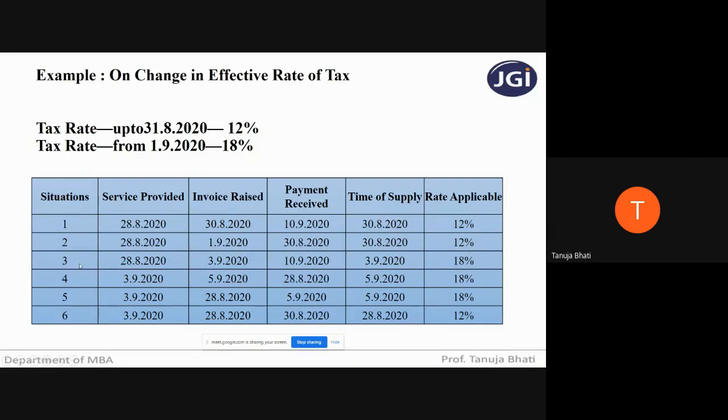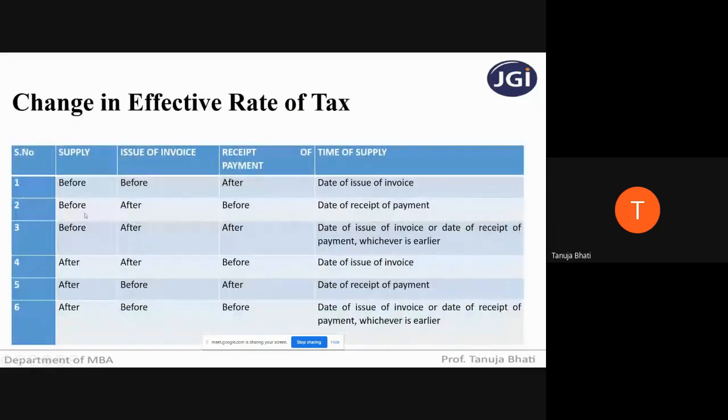Next, the third situation. We have seen in the second case, if supply is before, invoice is after, payment is before, then time of supply will be the date of receipt of payment.